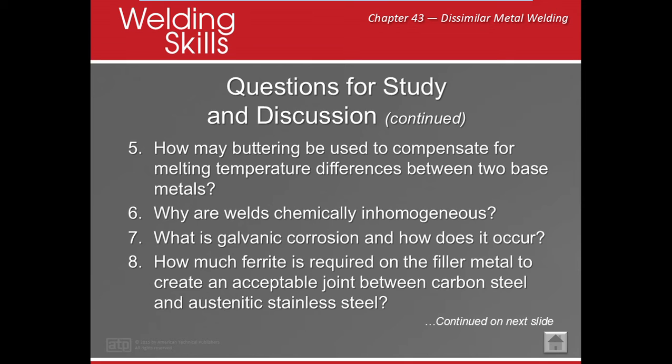So how much ferrite is required on the filler metal to create an acceptable joint between carbon steel and austenitic stainless steel? Okay, guys, this was really a bogus question. Really, we need to match the ferrite to the carbon steel and the austenitic steel to make sure it works. So the question tells me the deposited filler metal must contain a small amount of ferrite within the austenitic mix to prevent hot cracking as the weld metal solidifies and is subject to thermal stresses. So you have to look at what it is.